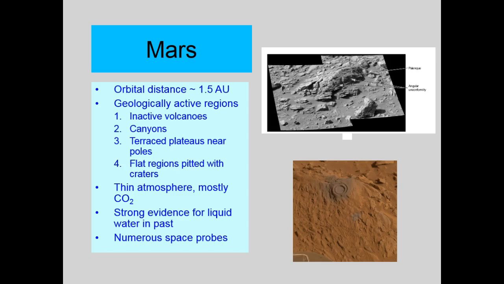Geologically active regions, okay? Well, they say geologically active and then turn right around and say inactive volcanoes. Now, when they say geologically active, it means it could still be shifting plates around a little bit, but not enough to really create too many active volcanoes. Now, here's a weird feature of Mars.